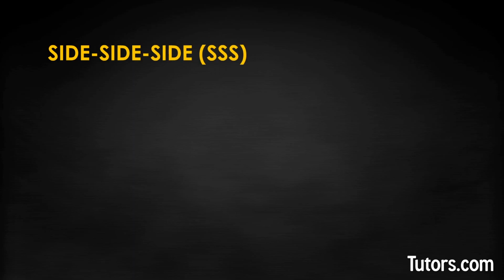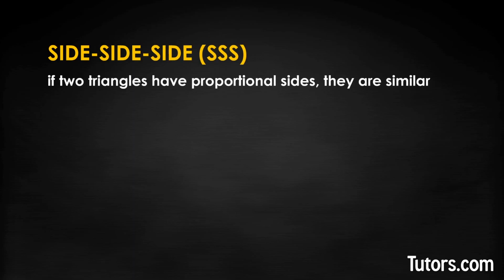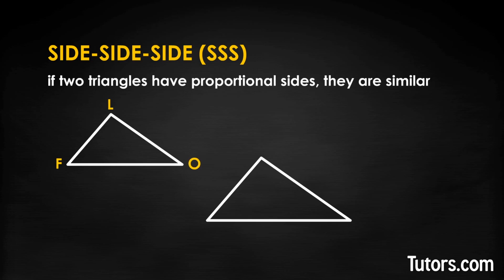The last theorem is side-side-side. This theorem states that if two triangles have proportional sides, they are similar. Here are two triangles, triangle FLO and triangle HIT. Notice we have not identified the interior angles, we only have the sides. The sides of triangle FLO measure 15, 20, and 25 centimeters in length. The sides of triangle HIT measure 30, 40, and 50 centimeters in length.